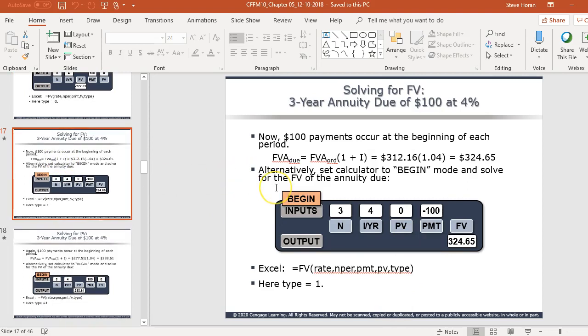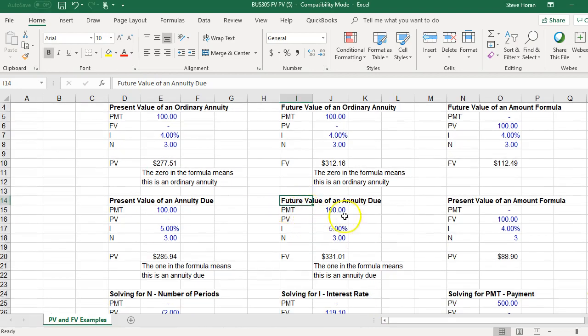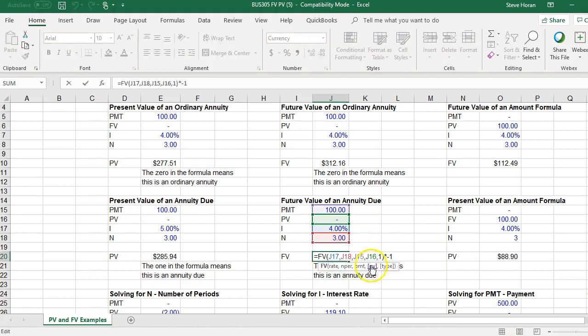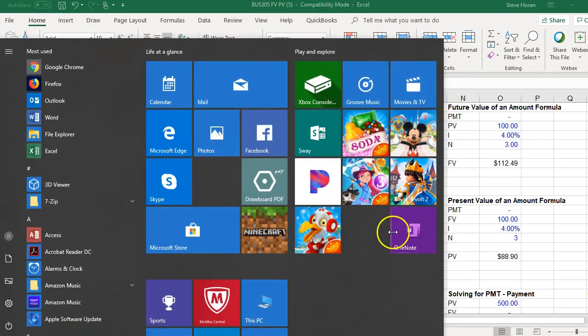So let's go back to future value of the annuity due. And this one's right here, future value of an annuity due. And again, the only thing I have to change is the type. Go to the formula, and there's a 1 right here. And that 1 is the type, and that makes this be the annuity due. So $100, 4%, 3 years is $324.65.